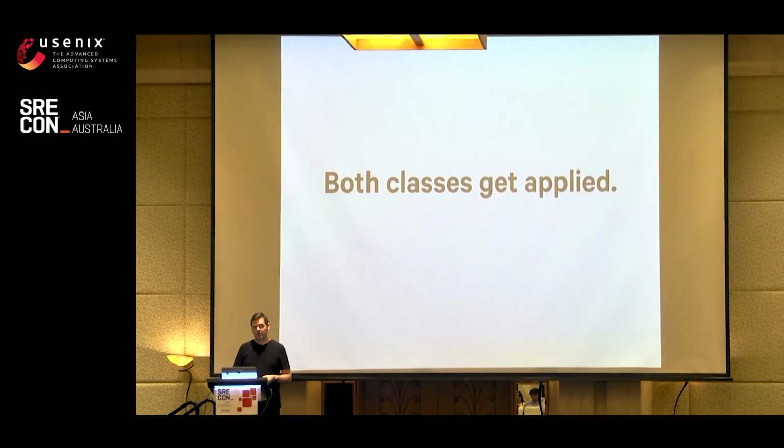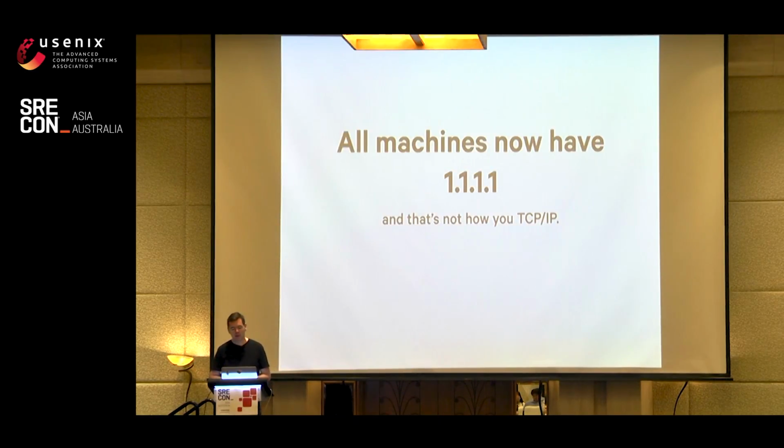But both classes got applied on these machines. So the classification was changed for all these machines on the trading floor to apply both of these classes to manage the network interfaces. Somehow the IP addresses don't get determined correctly. All machines get given the same IP address, and it's not routable.